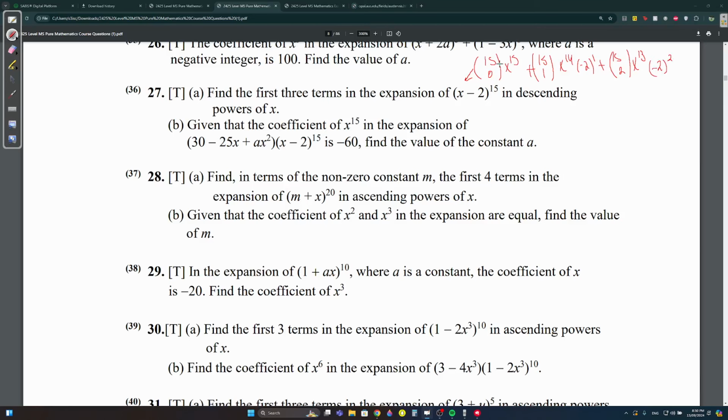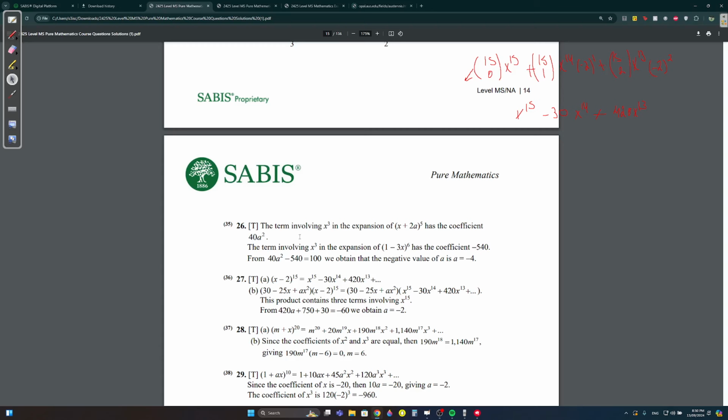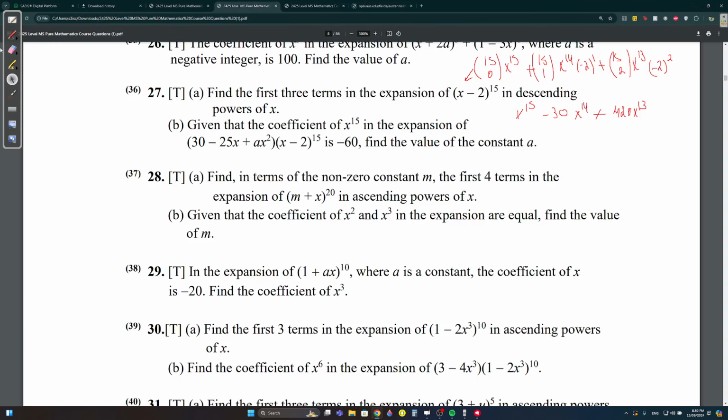Okay, first three terms, you're going to get x to the power of 15. Okay, plus, that's gonna be minus 30. Well, we're working with the same numbers over and over again. So, minus 30 x to the power of 14. Actually, not minus, plus. 105 times 4 is 420. X to the power of 13. So you get this. Let me just double check this. Yes, okay, correct.